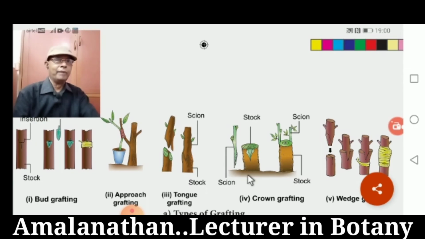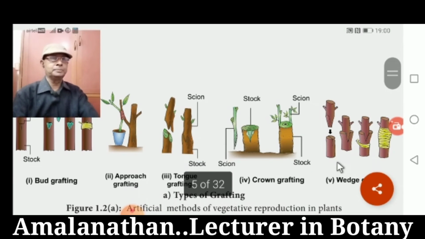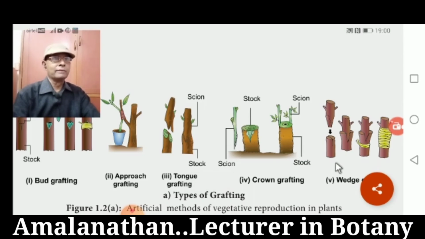The next one, wedge grafting. This is the wedge grafting. In the wedge grafting, a slit is made in the stalk. A twig of scion is inserted in the slit of the stalk and fixed in a vertical position using graft wax. So that is the method followed. Here the cambium of the scion and the stalk will be united or joined together.